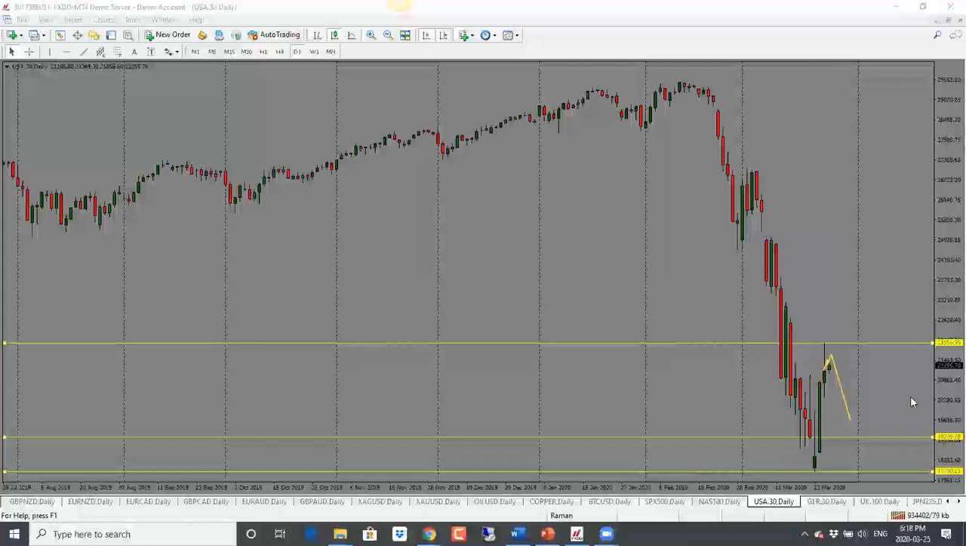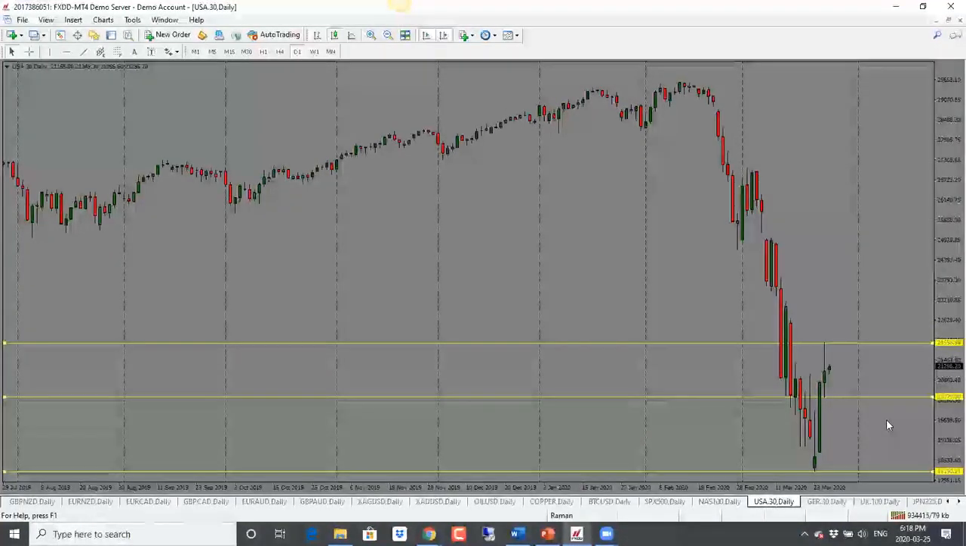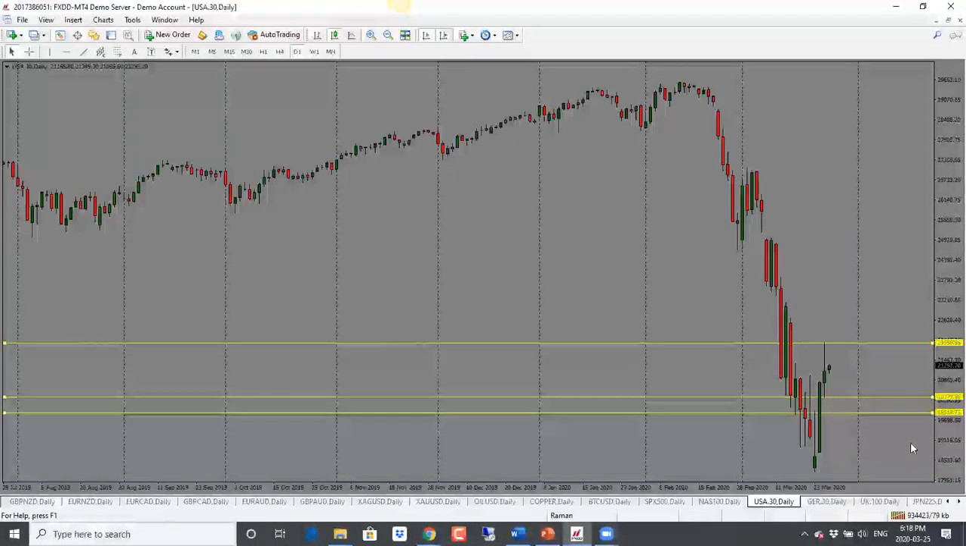First target would be low of today, which is 20,380. And then we're looking at 19,920. So bias is bearish here for Dow Jones.